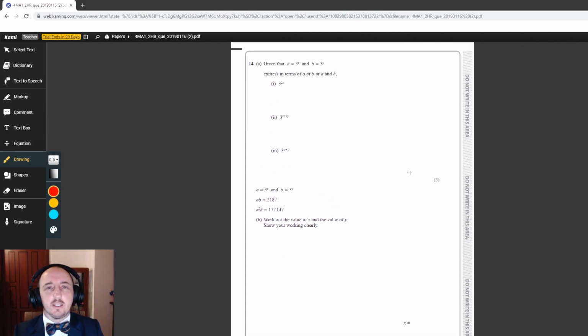Okay, question 14 is a tricky one. We have to try to express 3 to the 2x in terms of a or b. So we're trying to see if there's any link between 3 to the 2x and 3 to the x. So 3 to the x squared, like that, would give you 3 to the 2x, or 3 to the x times 3 to the x, because you would add those two powers to get 3 to the 2x. And 3 to the x tells us here is a. So a times a, or a squared.